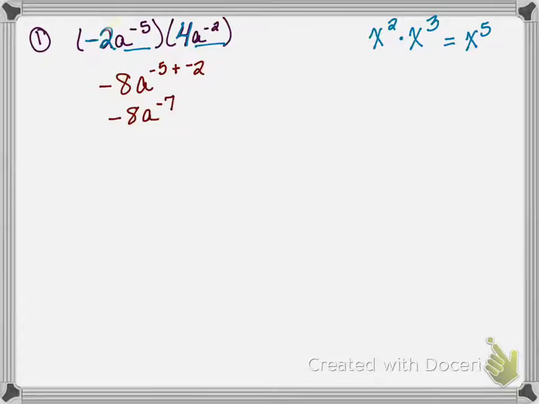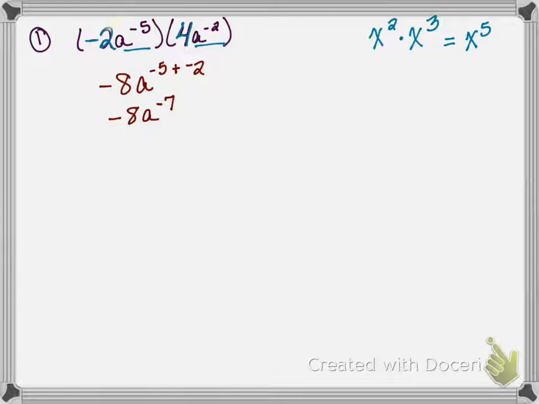Now, on your quiz, I had a decent number of students stop right here. They didn't go any further than negative 8a to the negative 7th. Okay? This is not fully simplified. You're only fully simplified when all of your exponents are positive. I have got to move the a to the denominator. And that is different than moving the 8 to the denominator. The 8 is just negative.